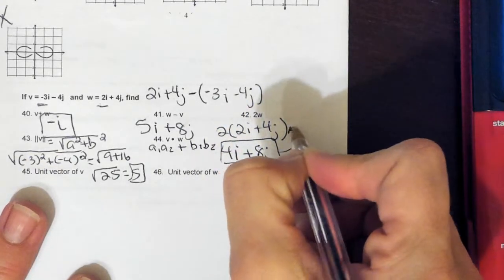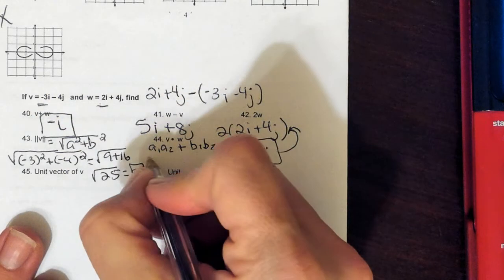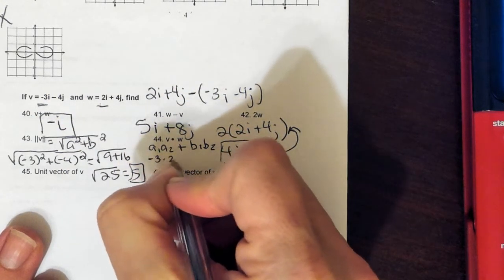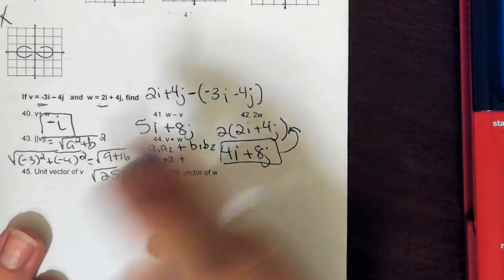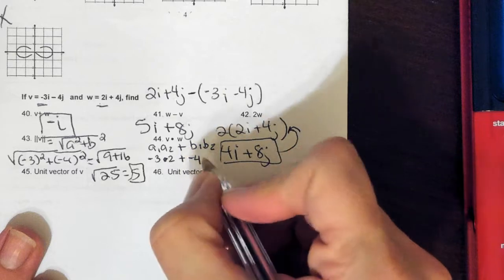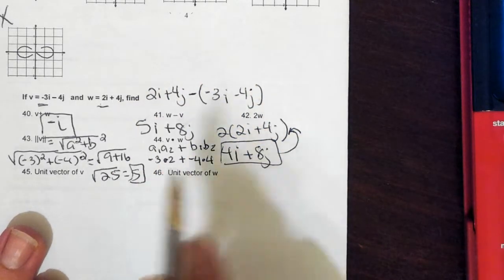So that goes to that one. So my a's are negative 3 and 2. So negative 3 times 2 plus, that's a times sign, my b's are negative 4 and positive 4. So I multiply negative 3 times 2.